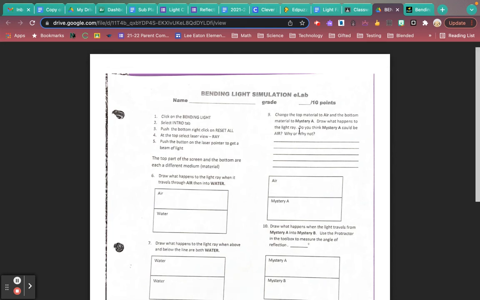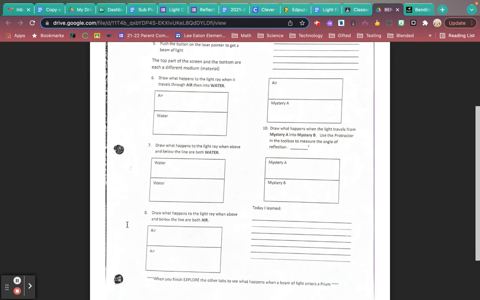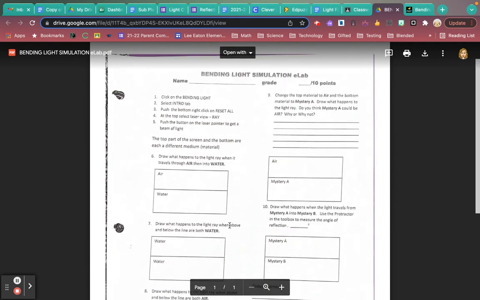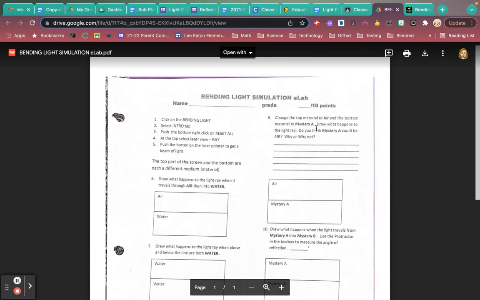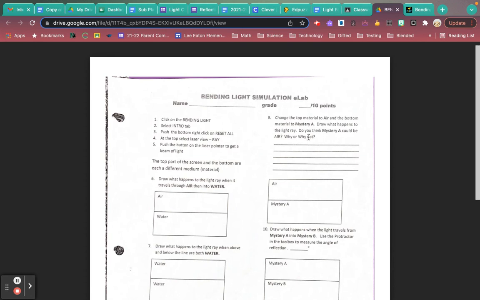But now they ask you a question. Do you think mystery A could be air? Why or why not? So look back to what happened when it was air. Do you think it could be air? Why or why not? Make sure you're answering both parts of the question. That's a multi-part question there.